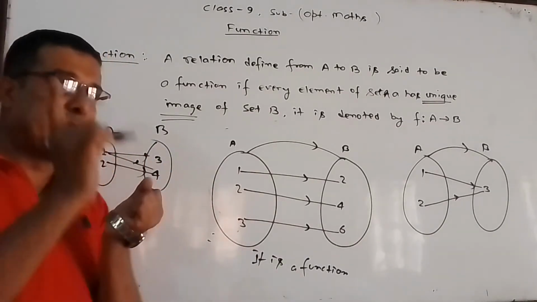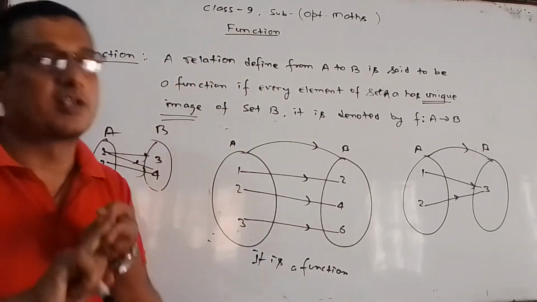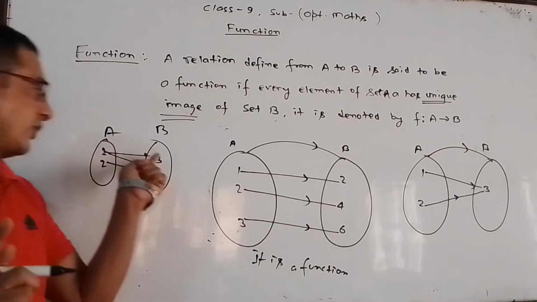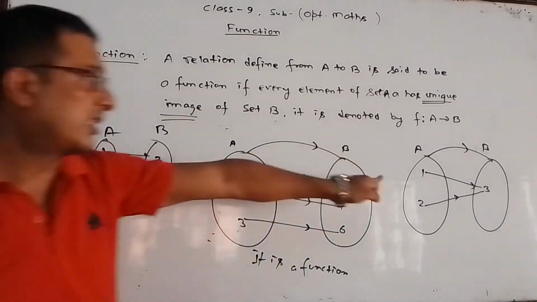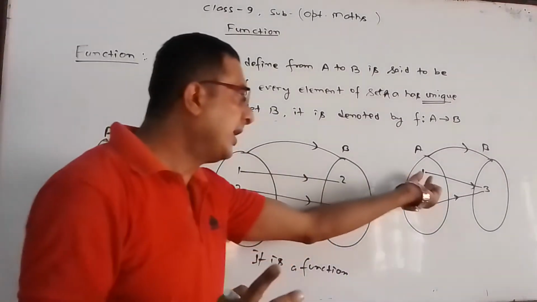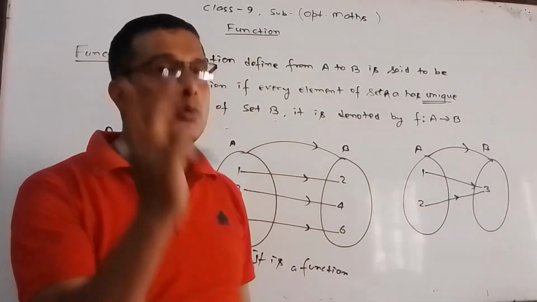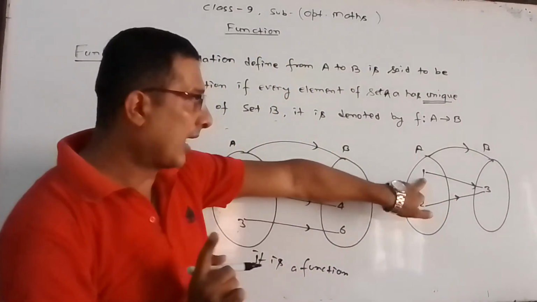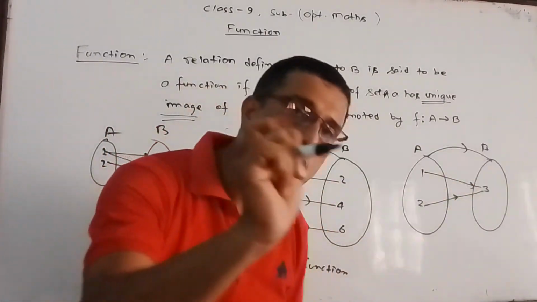When a single element has a single image, that is a function. Here is one that has two images: one has 3 and one has 4. But here, no element has two images. Every element has only one image. The 1 has a 3, and 2 also has a 3.